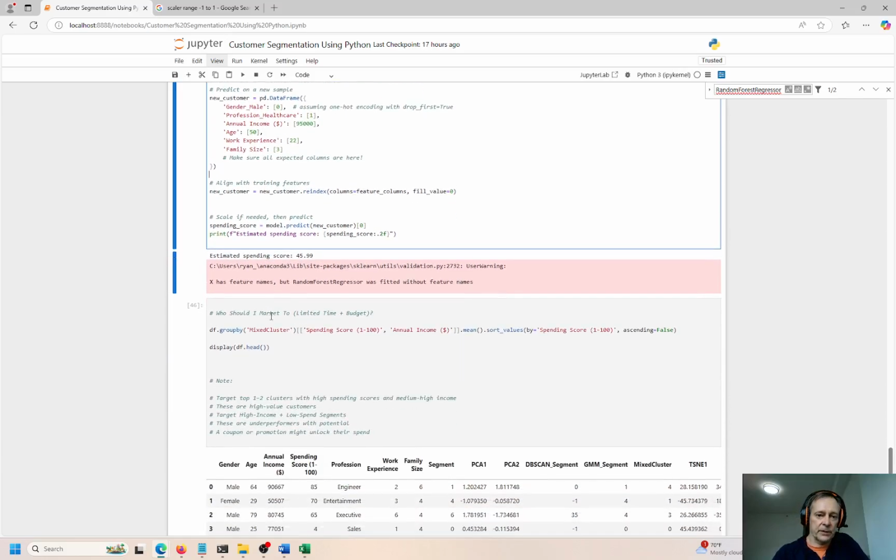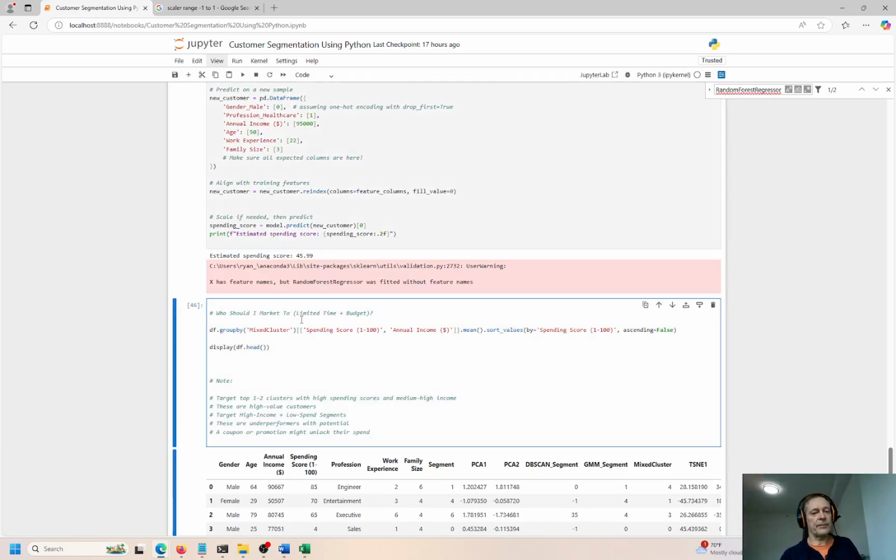And then the last thing we're going to do over here is take all the information. We did the regular analysis, we did the clustering, we did the model testing and prediction over here. Now, who should I market to? Because everybody has limited time, limited budget, limited resources, right? Who of all these people should you be marketing to based on the annual income of the person and the spending score? And we're going to look at the mixed cluster. That's why we did the analysis over here.